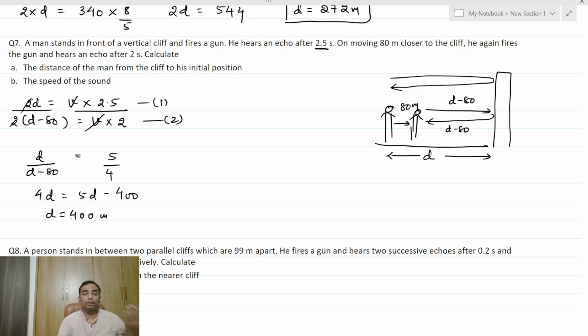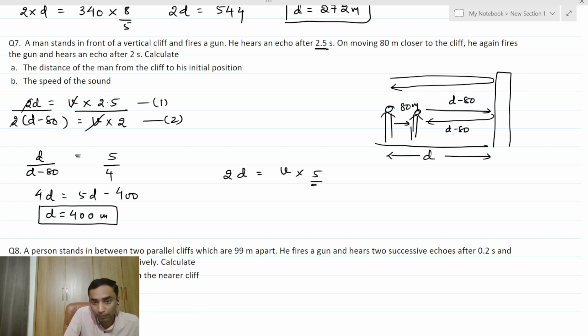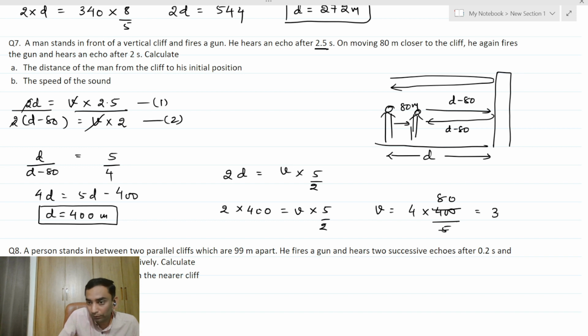Now, I'm going to use this distance, this is my first answer, in any one of the equations above. So 2d is equal to v into 2.5, which is again 5 by 2. So twice the distance is 400, that I have already found out. That is speed into 5 by 2. So this becomes v is equal to 4 into 400 divided by 5. So 5 eights are 40, 8 fours are 32. So it is 320 meters per second, the answer.